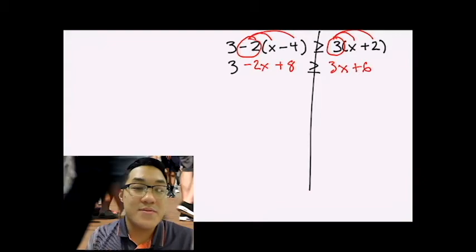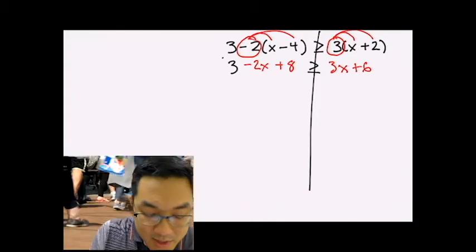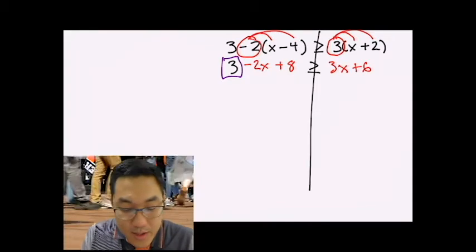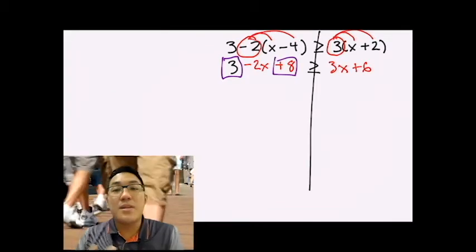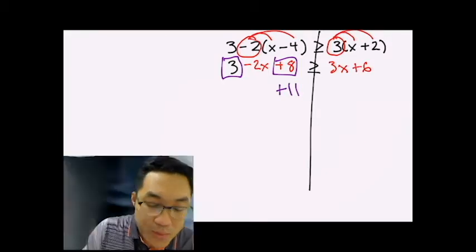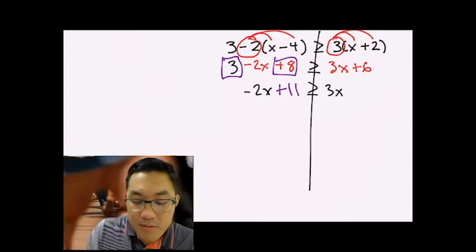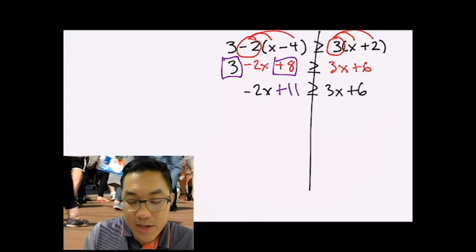We distributed. The second step of simplifying is to combine like terms. So let's see, what can we combine? I've got 3 here, and I've got an 8. If I combine those, what is 3 plus 8? 11, and then we bring down the rest of our problem. Right side looks good, nothing to combine.